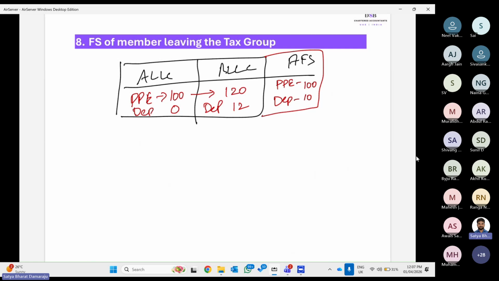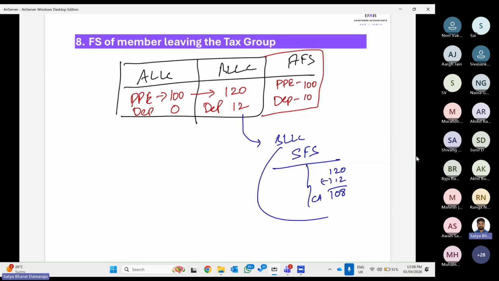Now, because of some reason, B LLC is exiting the group. The SFS of B LLC still shows 120 minus 12, so my carrying amount for the books is 108. Right. So this is how the exiting company's standalone financials look.